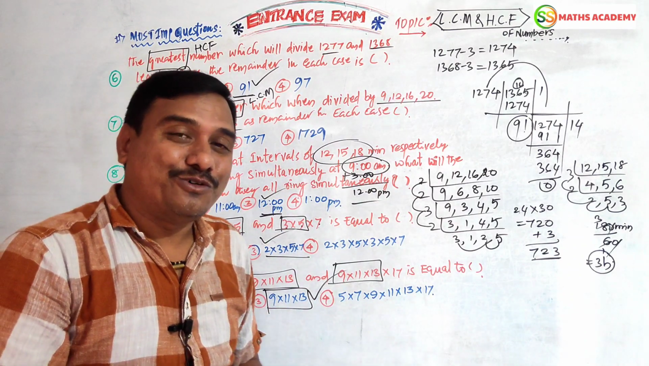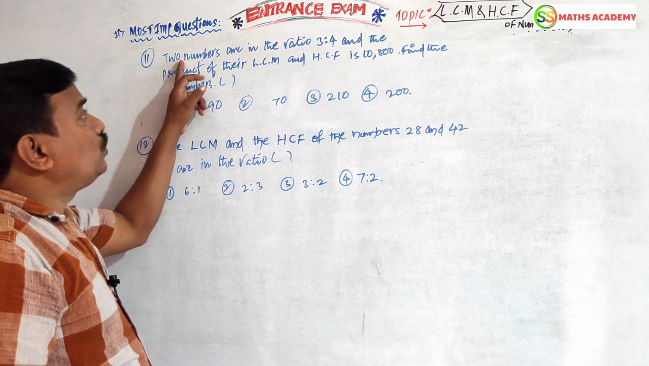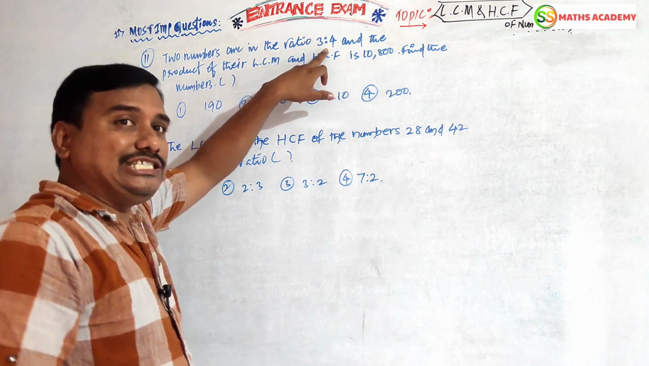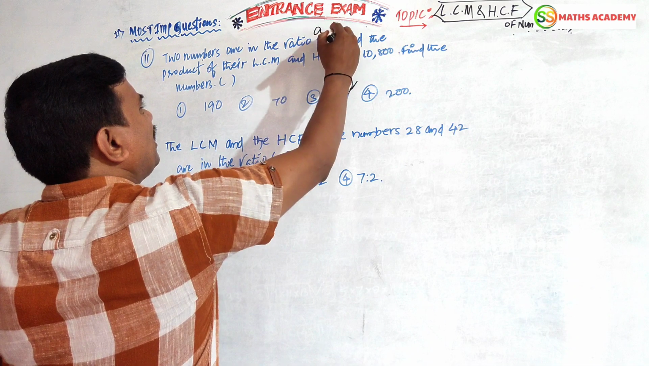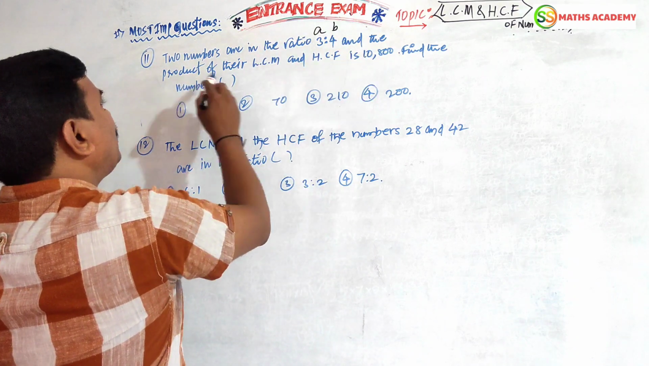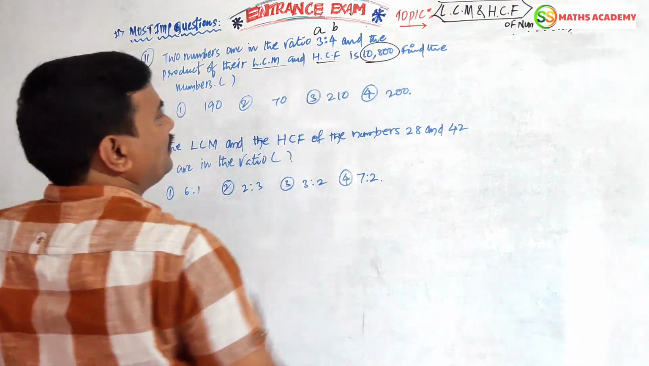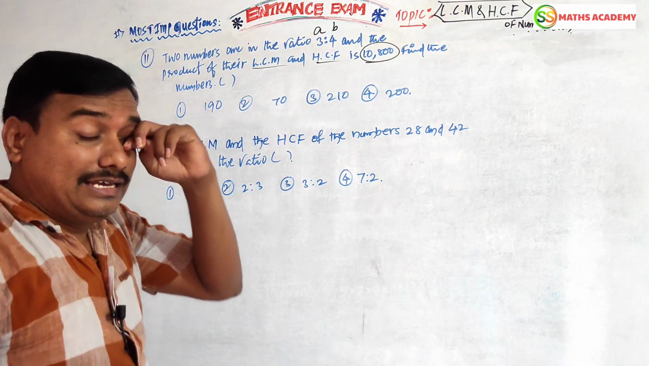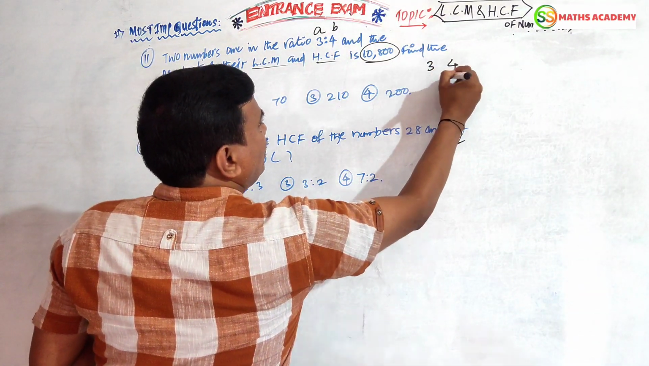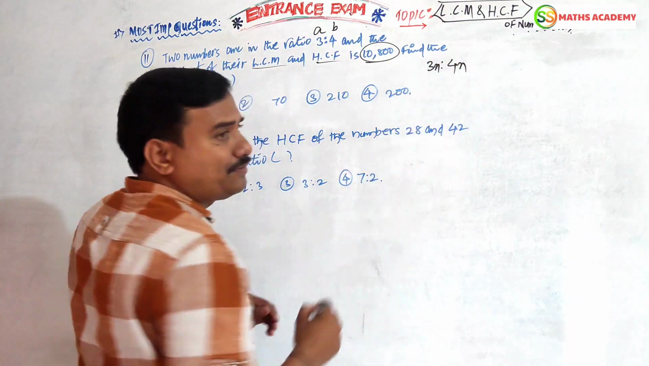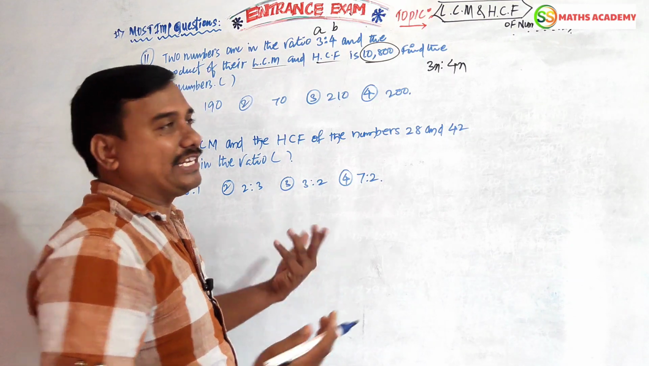Right? Now let us see more interesting questions. The 11th question. Two numbers are in the ratio 3:4. That means the two numbers are A:B. And the product of their LCM and HCF is 10,800. Find the numbers. Here the numbers are not given, only the ratio. In such cases you take x. The first number you don't know, you can take it as 3x. The second number you can take as 4x.